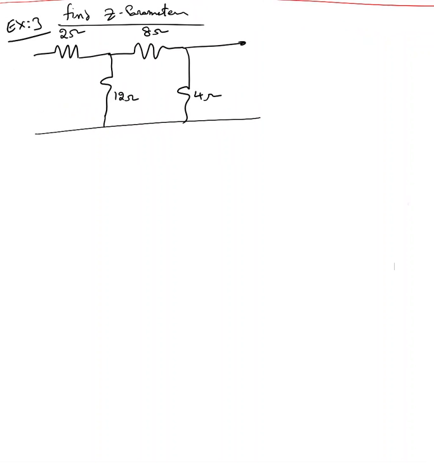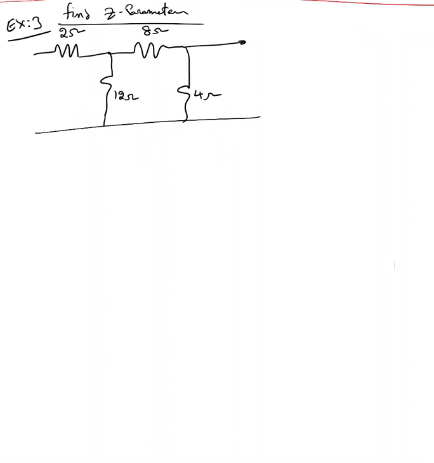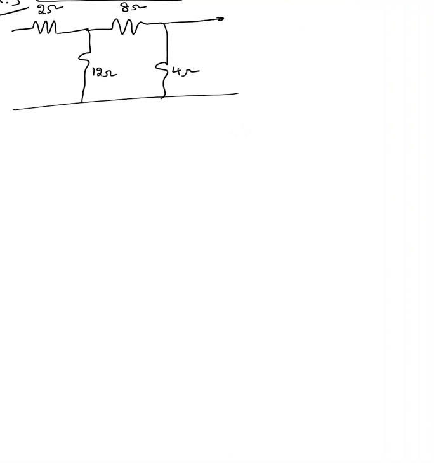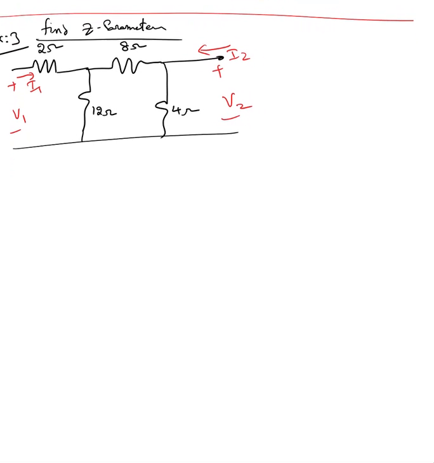Here is the next example. Here he's asking to find the z parameters. Okay, so it's a completely resistive circuit. So the first thing we need to do in z parameters, it doesn't matter, in a two-port network we always take I1 entering, V1, I2, remember, always entering, this is V2. Okay, so this is a two-port network, so you need to make sure that V1, I1, and I1 is entering, I2 is entering, and V1 is positive on the top, V2 is also positive on the top.